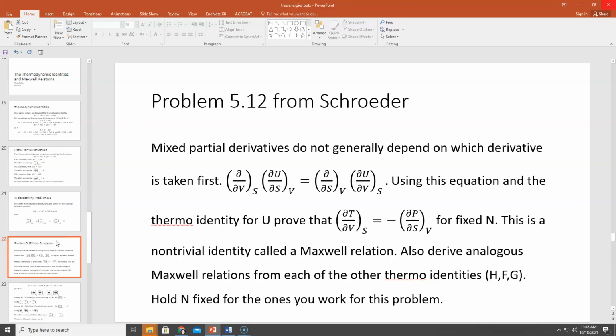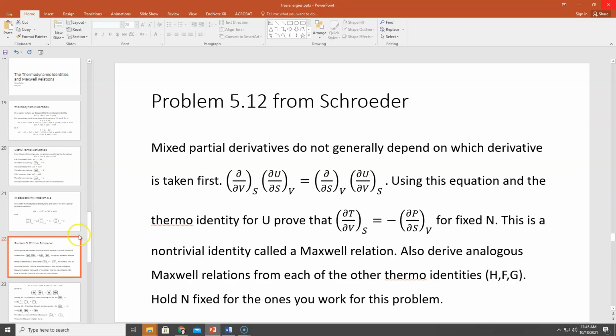Now, using that idea, this equation, and the thermodynamic identity for U, prove that the partial of T with respect to V holding S constant is equal to the negative partial of P with respect to S holding V constant, for fixed N. This is a non-trivial identity called a Maxwell relationship. You can also derive analogous Maxwell relations from each of the other thermodynamic identities, H, F, and G. And for the ones that you work in this problem, you're supposed to hold N fixed.